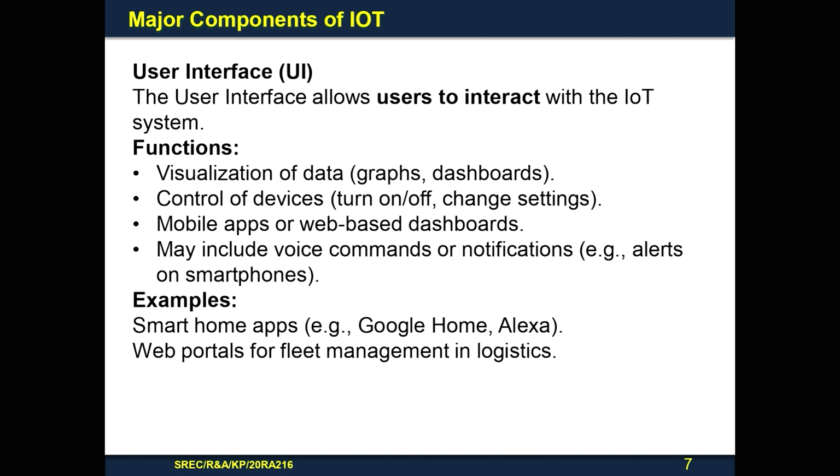An example is smart home apps. The best example for user interface is Alexa. You can connect all your electronics through Alexa, and you can automate all the electronic gadgets in your house. So it is the best example for user interface.